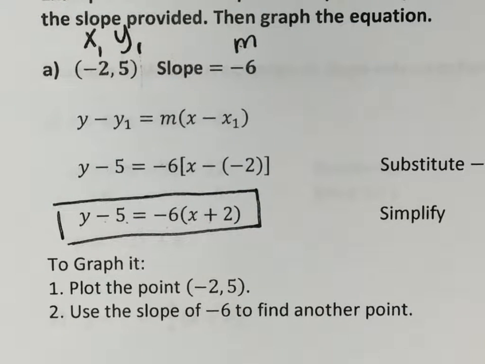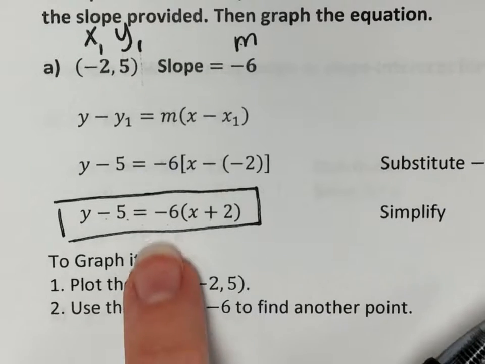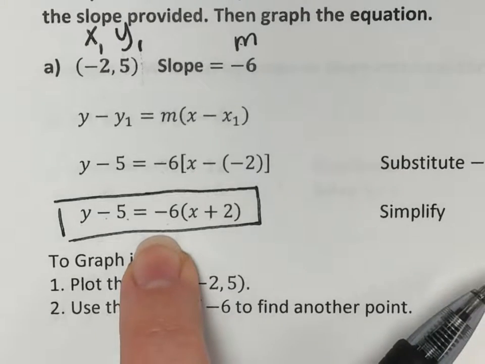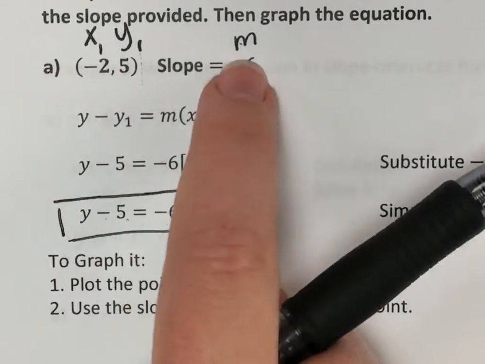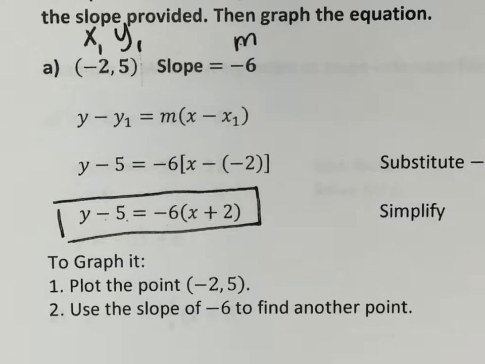Wait, don't leave. Yes, this is our final answer. This is our equation in point slope form. It gives you -2, 5. It gives you this, and then you have to solve it, and you get to that.